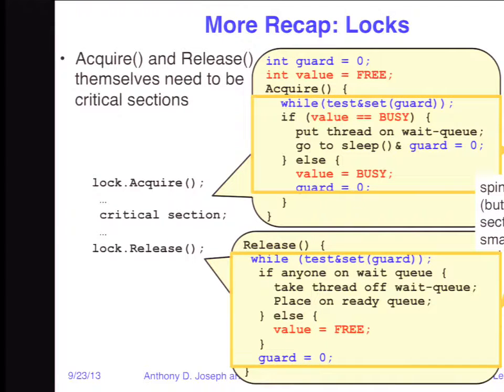Okay, so again, spin lock in this case is okay because it's a very small critical section, and we're making the assumption, which can get us into trouble, that there's a small number of threads, not a large number of threads. Yes?